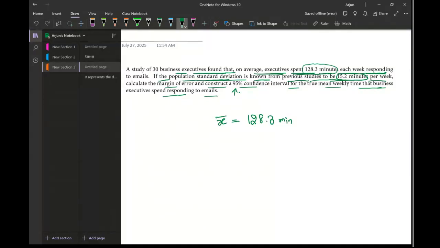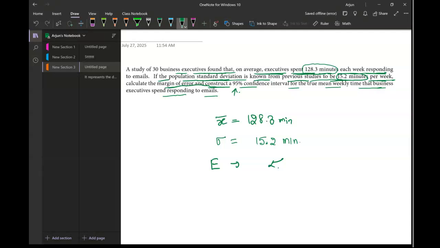If the population standard deviation is known, that is 15.2, sigma is given to me, 15.2 minutes per week. Calculate the margin of error. We wanted to calculate the E value first of all, and then construct a 95% confidence interval.